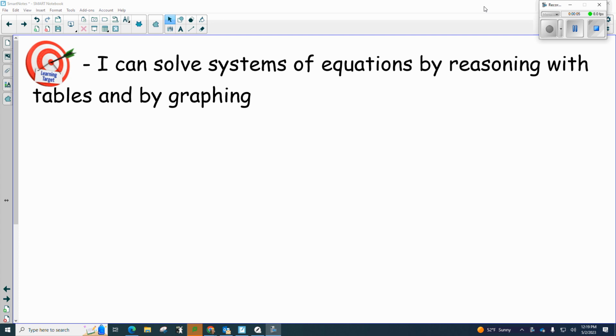Today's learning target is I can solve systems of equations by reasoning with tables and by graphing. So the important part of today's lesson is more that you are able to show your work or explain your reasoning versus trying to finish all three questions and not having anything shown.